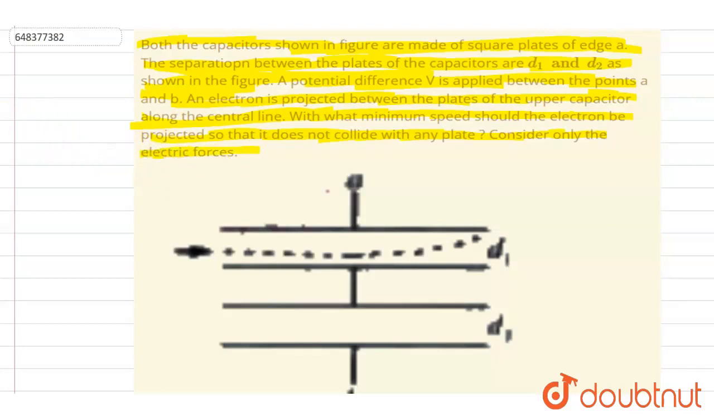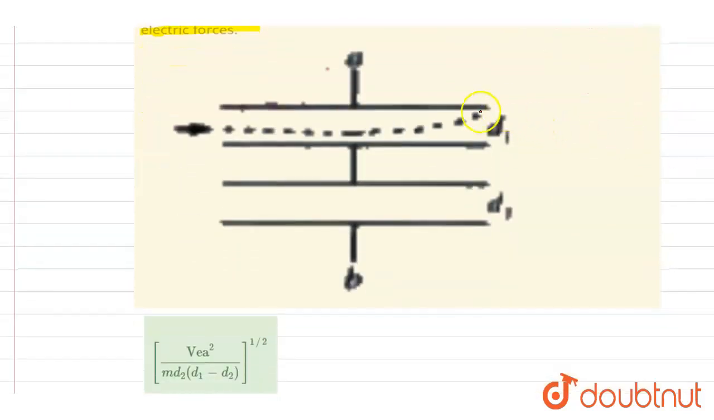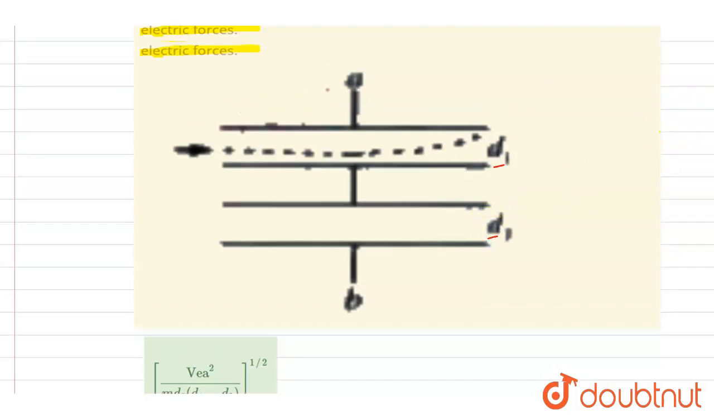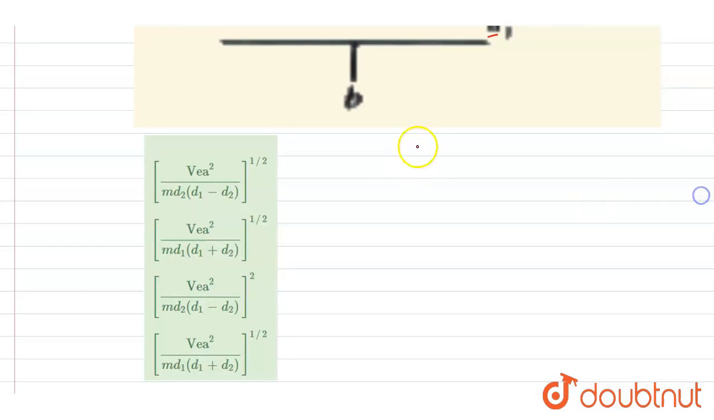Consider only electric force. So if you see here, this is the diagram. So what will be the potential difference between these two plates of the first capacitor? You can see that the distance between the two plates is D1 and D2, right? So we know that the capacitance is what? Capacitance is A epsilon naught by D, right?